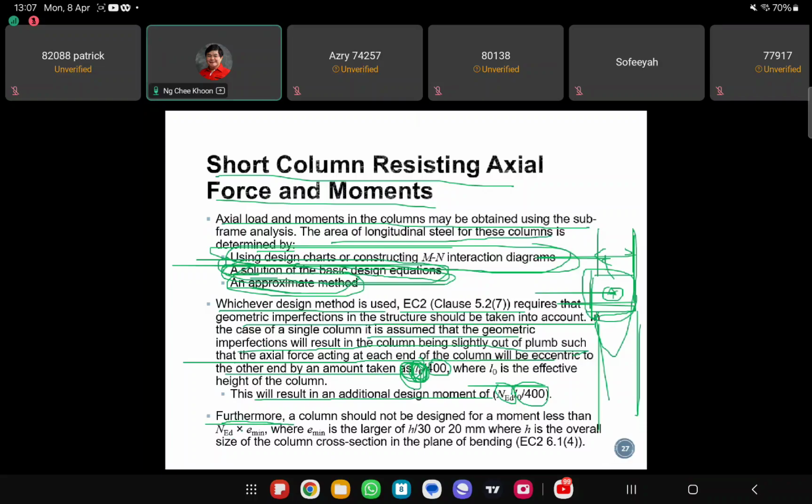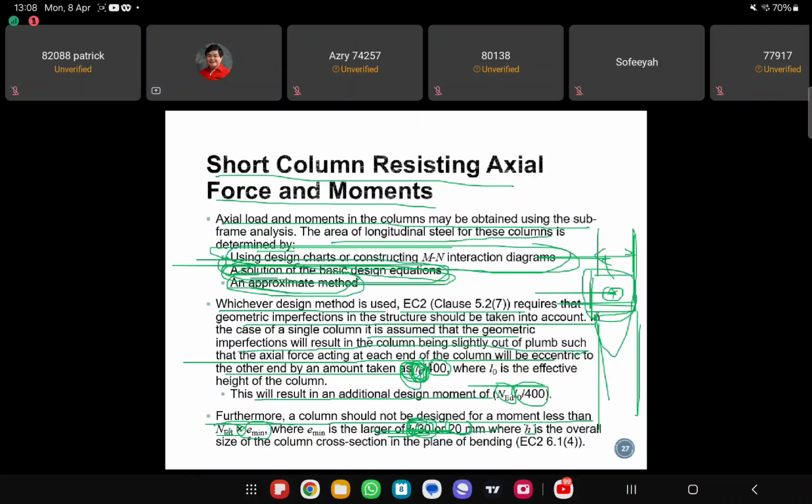In the design examples, right? And then furthermore, a column should not be designed for a moment less than the axial force times the minimum eccentricity, right? So minimum eccentricity is h over 30 or 20 mm, whichever is larger. If your h over 30 is less than 20, then use 20 mm. If your h over 30 is larger than 20 mm, then use the actual h over 30 value, right?